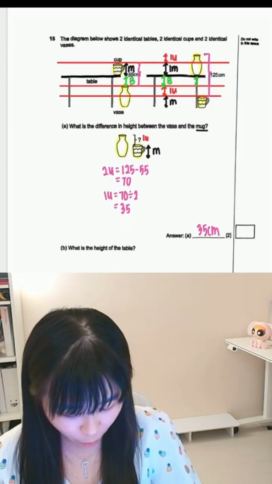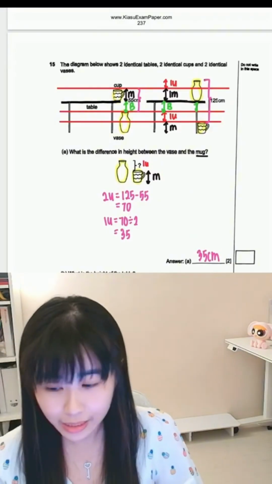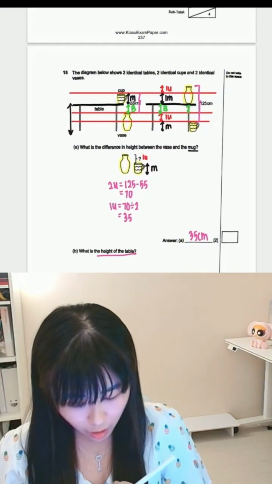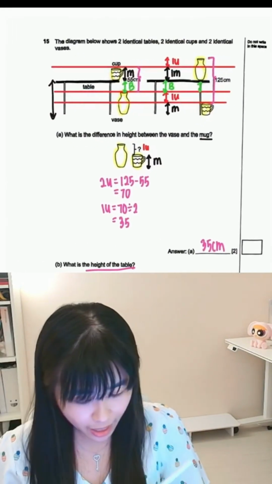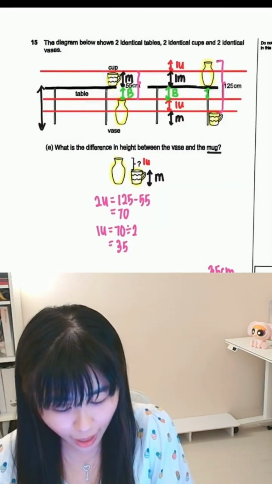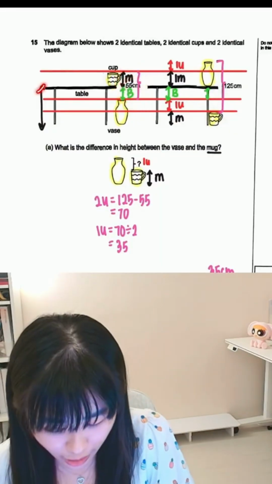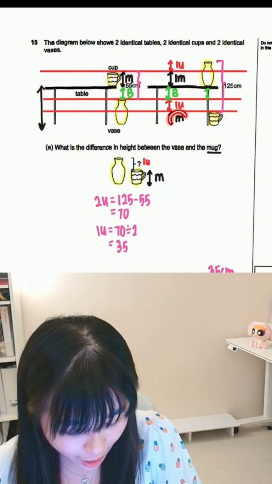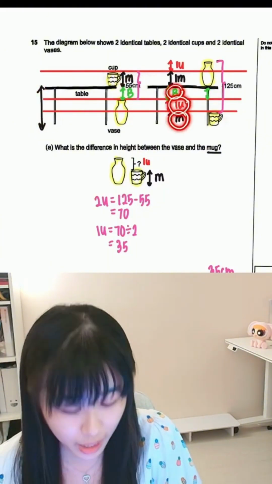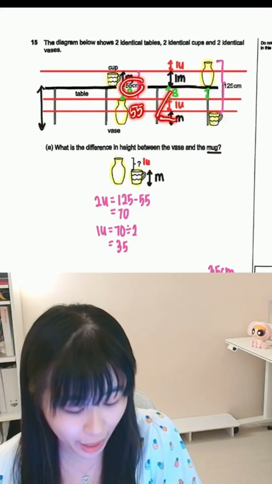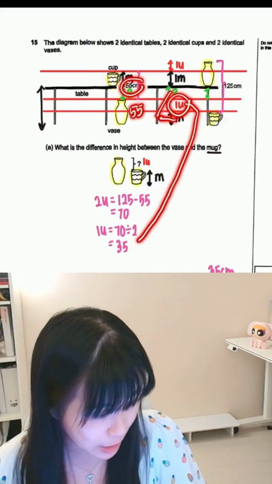What is the height of the table? The height of the table is from here to here, right? And we already know M and B is 55. So the table here is made up of M and B and 1 unit. Your M and B is already 55 from earlier part. Your 1 unit you found is 35.